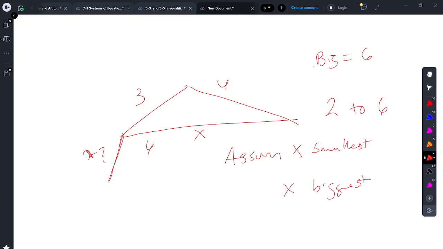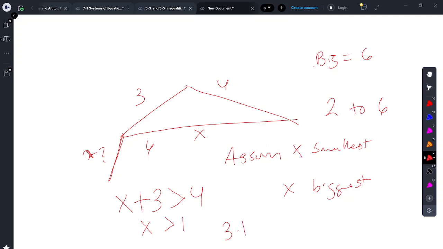Okay? If x is the smallest side, what do I know? I know that x plus the next smallest, 3, has to be greater than 4. So x plus 3 has to be greater than 4. So what do I get? X is greater than 1. Okay? So you first assume that it's the smallest. Then what do you assume? You assume that it's the biggest.